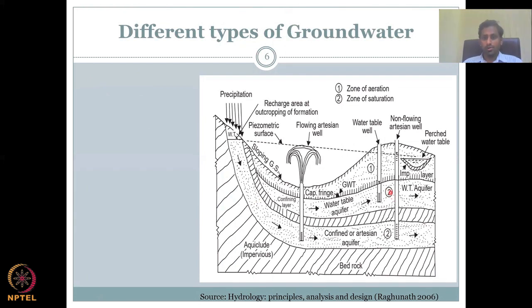Let's start with the different types of groundwater. There are multiple different types of groundwater aquifers, and all aquifers can be explained in this cross section. What we have here is precipitation, which is the recharge for all of the groundwater resources. First, precipitation occurs on the land, and then it starts to move down. While it moves down, it faces impermeable surfaces at different levels.